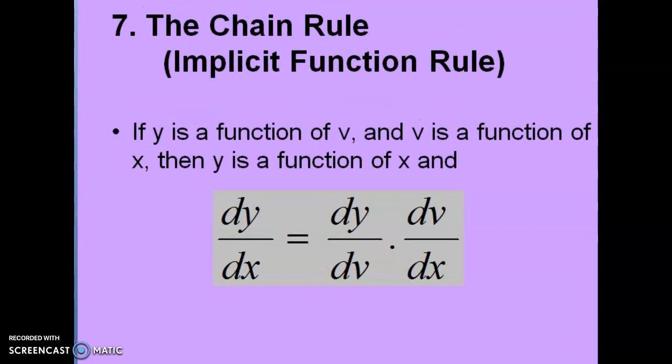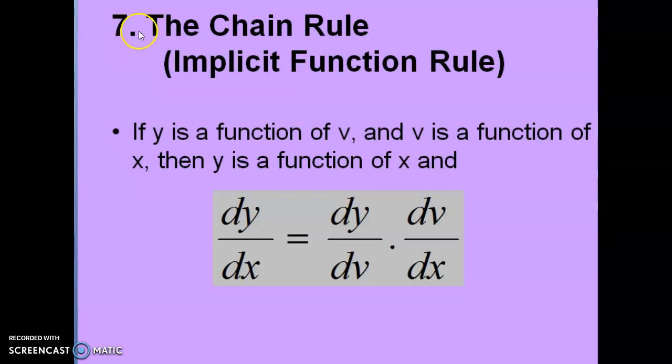Then number 7 is the chain rule. The chain rule, how do we apply the chain rule, and where is it necessary to apply the chain rule? Here, let's see. If y is a function of v and v is a function of x, then y is a function of x. All right, this is simple English, we understand it.